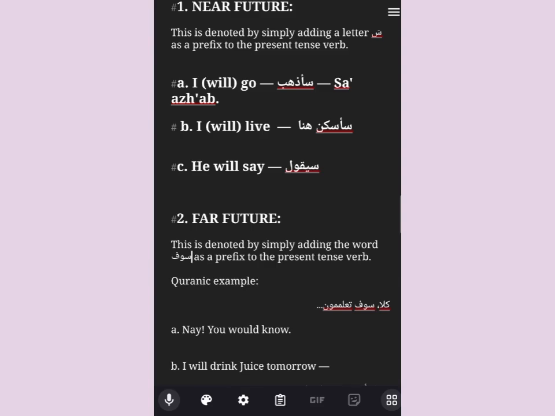Now the سوف is used most often in the Quran. You'll find places where سوف is used. I'm going to give us a Quranic example: كلا سوف تعلمون, ثم كلا سوف تعلمون. Nay, you shall know. Not now. Later, very much later. Probably on the day of Qiyamah. So سوف is used in this sense.